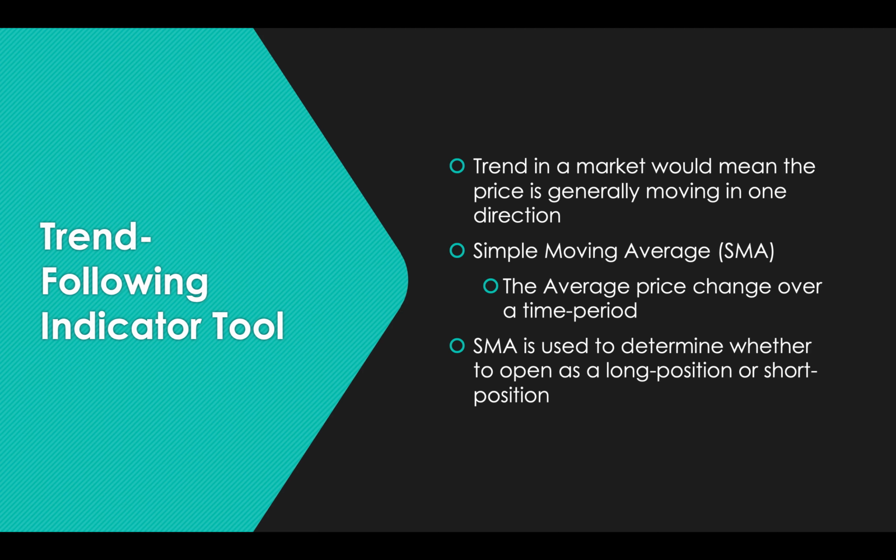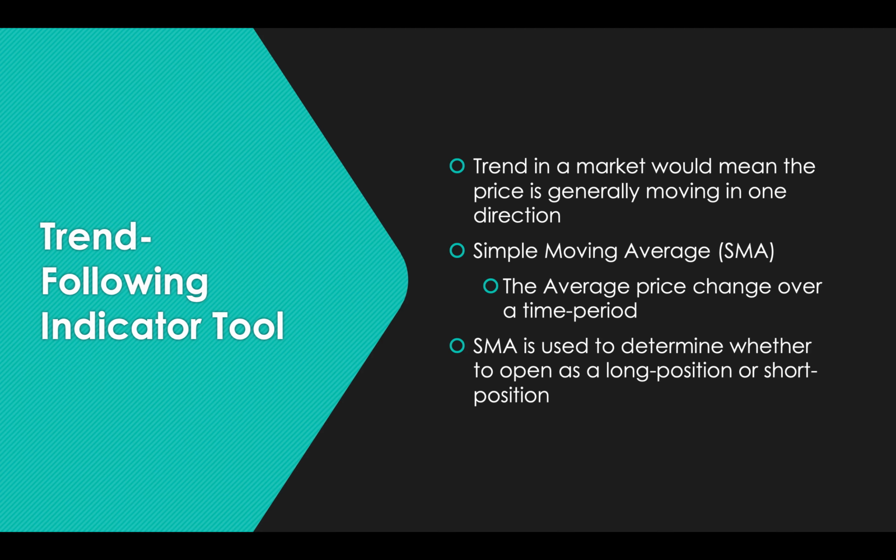This video will be looking at a trend following indicator tool which is mainly used to find a trend within a market for the currency pair that you are analyzing. So to look at an indicator tool, we will be looking at one of the most common tools that is used across multiple indicators, as you'll see in MQL5. It is known as the simple moving average, or the SMA.